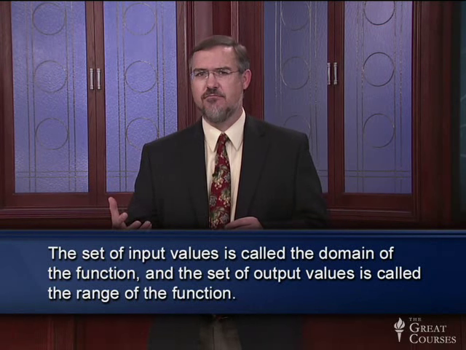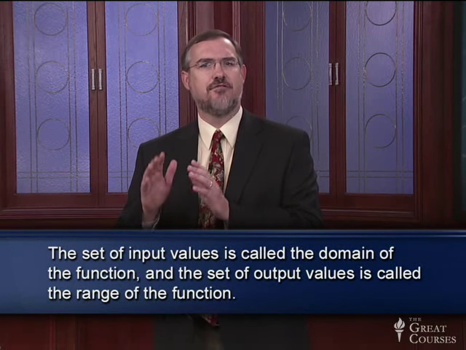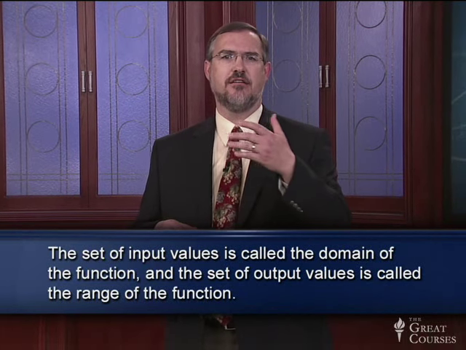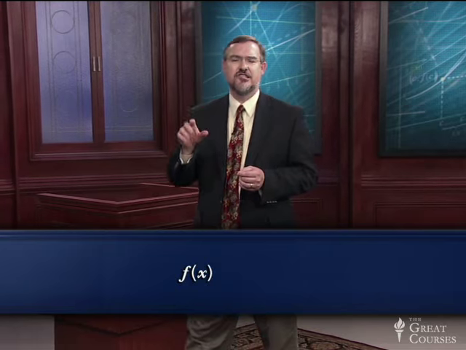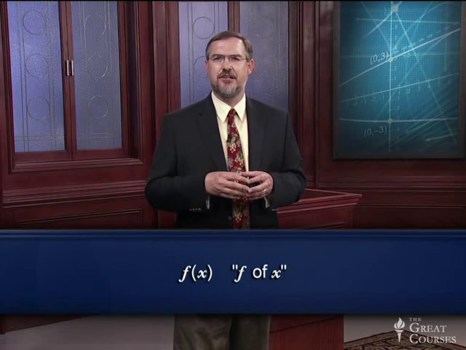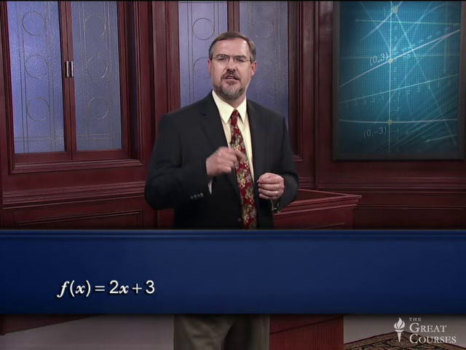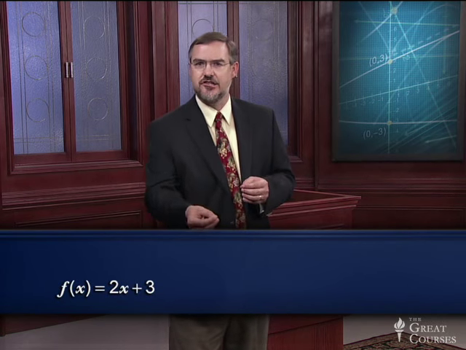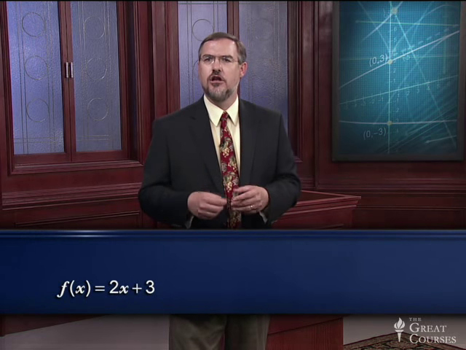So we have a function, which is defined to be a set of pairs, inputs and outputs. We have the domain, which is the set of inputs, and we have the range, which is the set of outputs. We'll often use notation like f(x), which I'm going to pronounce f of x, to specify a certain function. So, for example, if we write f of x equals 2x plus 3, we mean that for any input value x that we plug into the function f, the output value will come from the rule 2x plus 3.